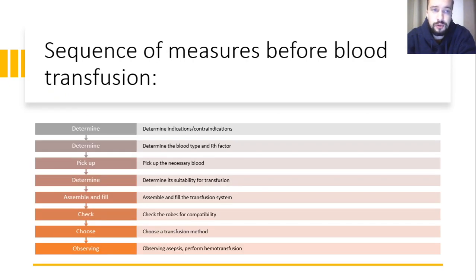Sequence of measures before blood transfusion. Determine indication and contraindication. Determine the blood type and rhesus factor. Pick up the necessary blood. Determine its suitability for transfusion. Assemble and fill the transfusion system. Check the blood for compatibility. Choose a transfusion method. Observe for complications. Perform hemotransfusion.